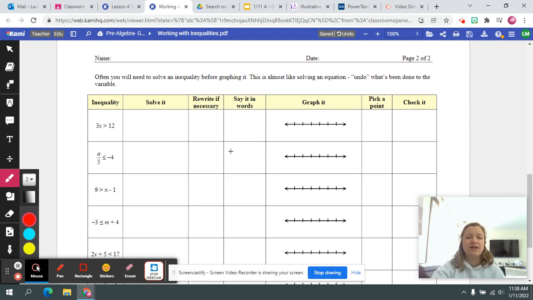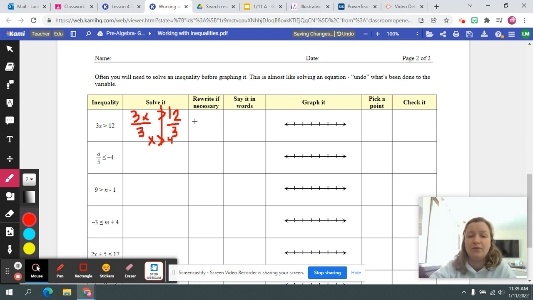So I'll let you guys work on that first page on your own. But I want to focus on the second page. Often you will need to solve an inequality before graphing it. This is almost like solving an equation. Undo what's been done to the variable. We have done this before. So if I rewrite, for example, this first one, 3x is greater than 12, I'm still going to just draw a line down that inequality symbol and solve it like I would if it was an equal sign. Divide both sides by 3, and I get x is greater than 4.